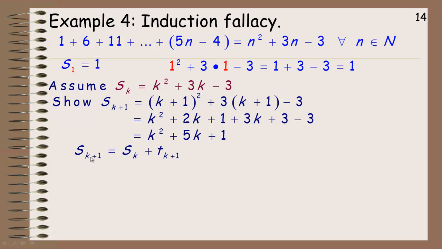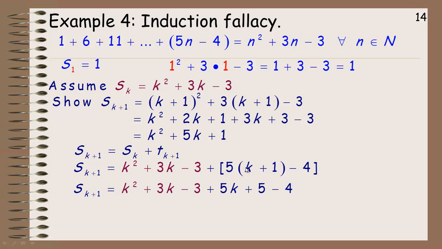Now, remember, any sum is the previous sum plus the next term. So S sub k plus 1 is S sub k plus the next term. Well, S sub k is this, the k squared plus 3k minus 3. The general term is 5n minus 4. So if we want to know what the k plus 1 term is, we put k plus 1 in here. And again, we're trying to show that this works out to k squared plus 5k plus 1. Well, 5 multiplied in here is 5k plus 5.